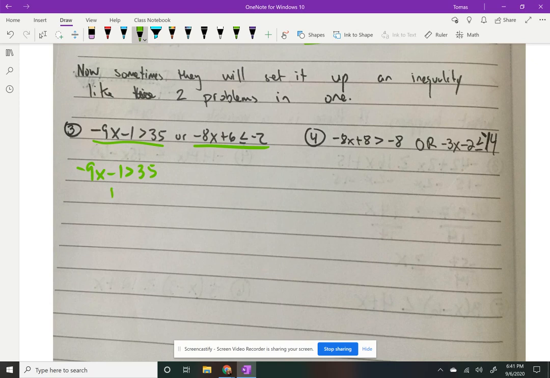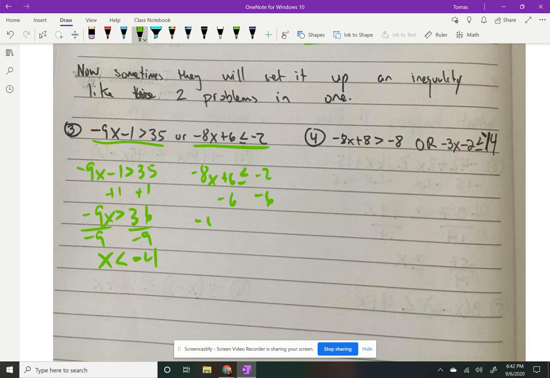I add 1 to both sides. Divide by negative 9. Because I divided by negative 9, the sign flips. But I'm not done. That's not my answer, because I have a second part. And because I have the second part, I have to do another. It's literally just doing two problems in one.